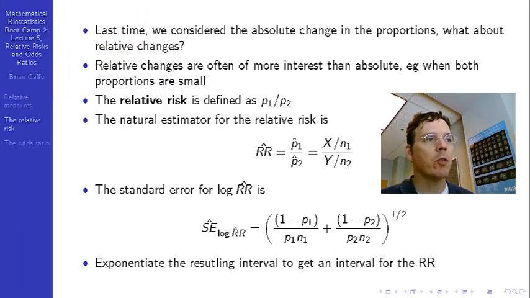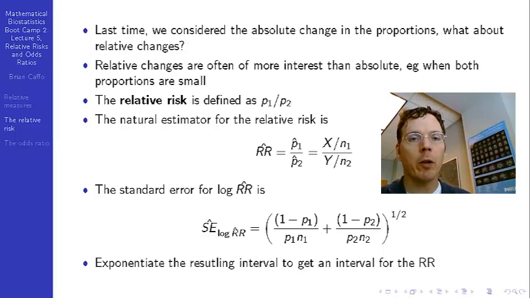Okay, so last time we considered absolute changes in proportions. But what about relative changes? As I said, relative changes are often of interest. For example, when the proportions are small, you might have, in the example we were discussing earlier, a 10-fold change in the exposed group contracting the disease over the control group or the non-exposed group, but the absolute difference would be very small, less than a fraction of 1%. And in that case, it's very natural to consider relative amounts rather than absolute amounts.